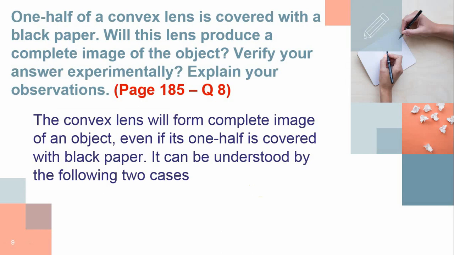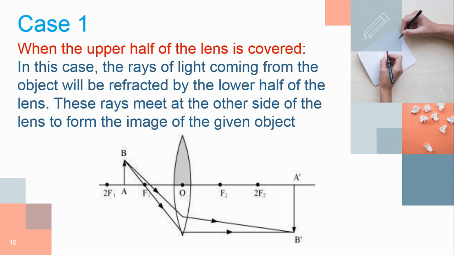Next one: half of a convex lens is covered with black paper. Will this lens produce a complete image of the object? Verify your answer experimentally. Explain your observations. It has two cases, because we can cover the top or bottom of the convex lens. We can discuss the two cases in this session. First case, when the upper half of the lens is covered.